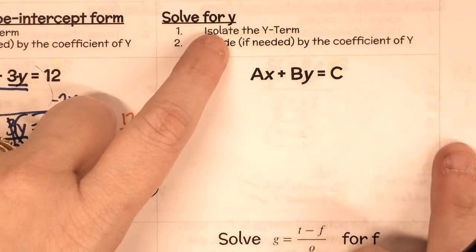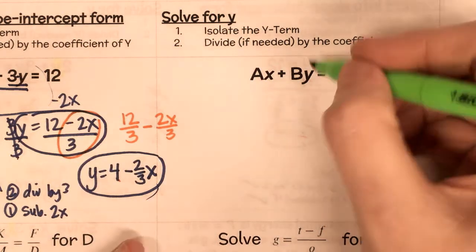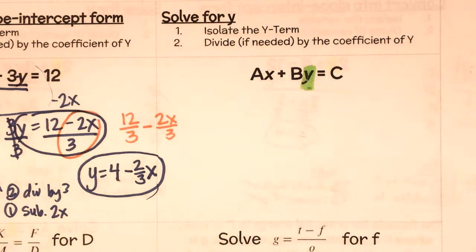Okay, it says solve for y. So that means the variable I'm trying to isolate is y. And that's, again, a reason why it's good to highlight one of them. If you need a highlighter, I got a whole drawer full of them.